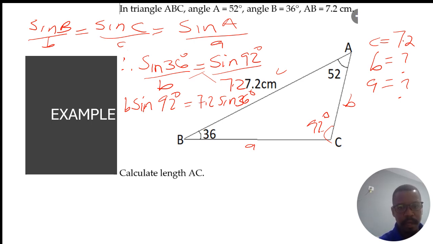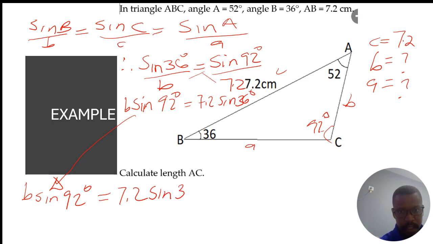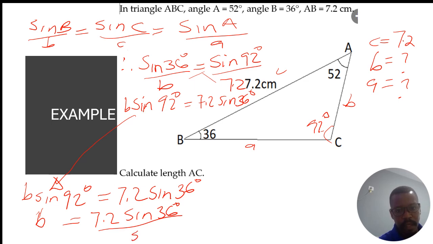Which means from there, we have b sine 92 degrees, which should be equal to 7.2 sine 36 degrees. So we are going to divide both sides by sine 92, which means b will be equal to 7.2 sine 36 degrees over sine 92 degrees. So let's find that.